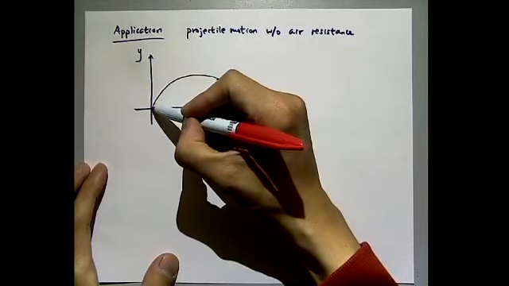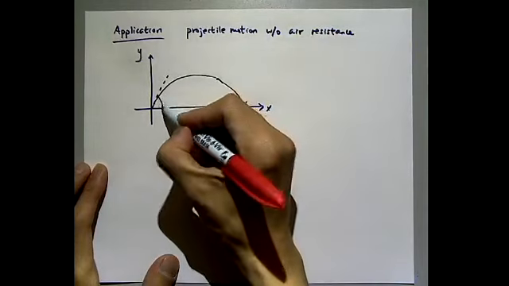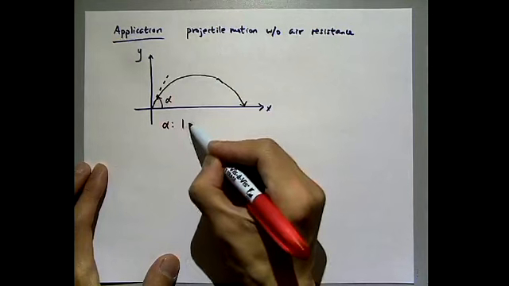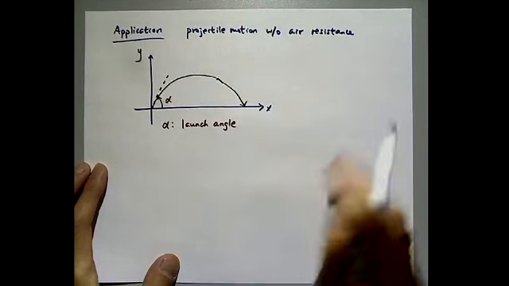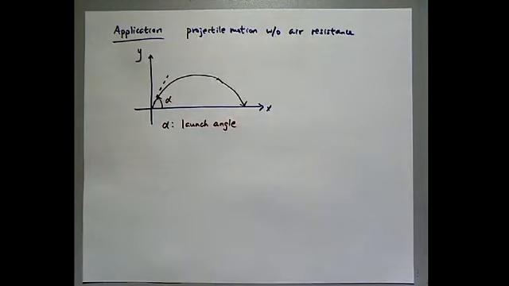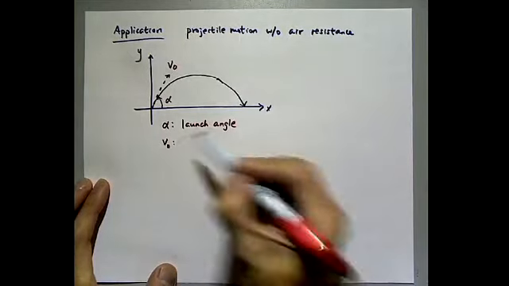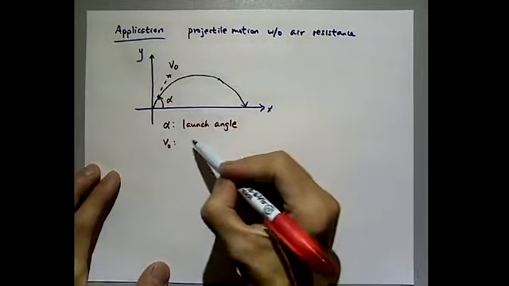And we'll assume that the angle that you launch it with, we'll call that alpha. And we'll call the velocity that you launch this thing with V sub zero.